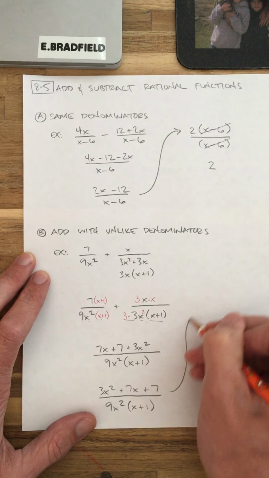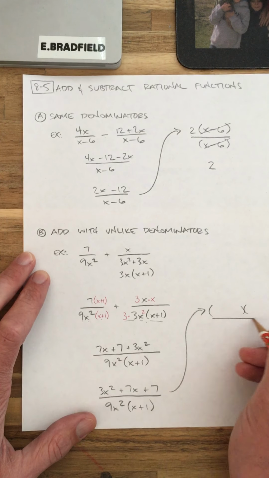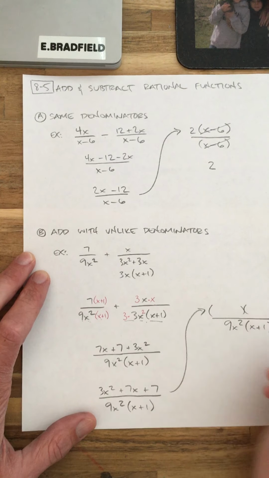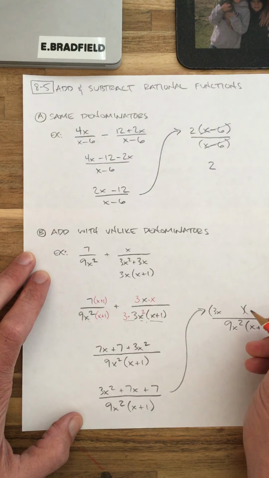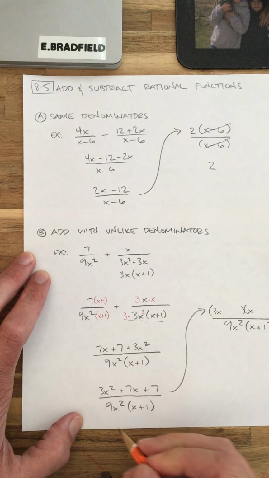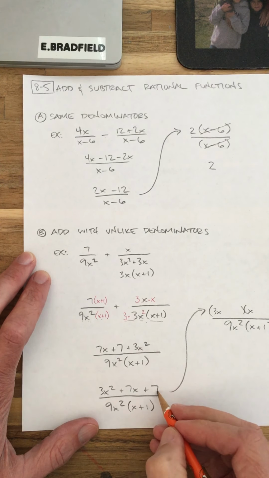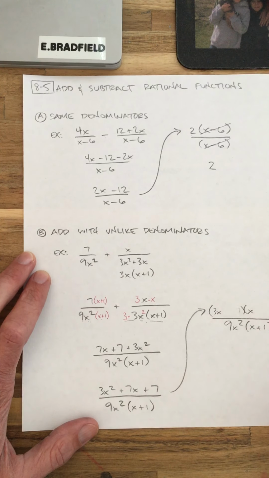So I'm going to go up here. I'm going to put my parentheses because it's a trinomial. And it's 9x squared times x plus 1. I know 3x times x gives me 3x squared. I know 7 times 1 gives me 7. So I'll put a 7 here and a 1 here.